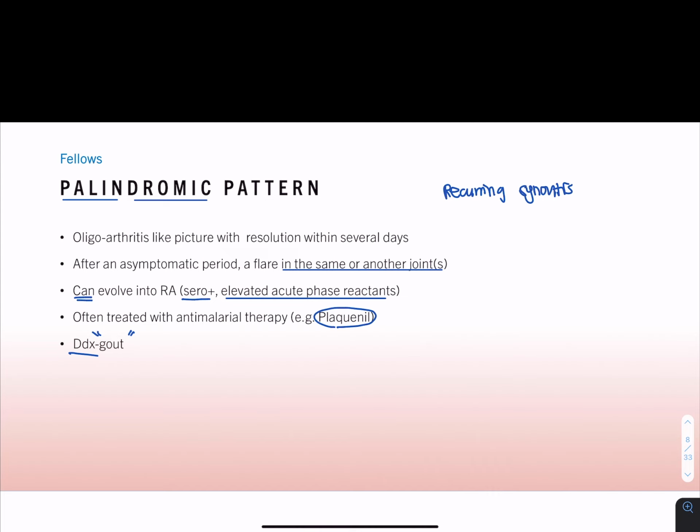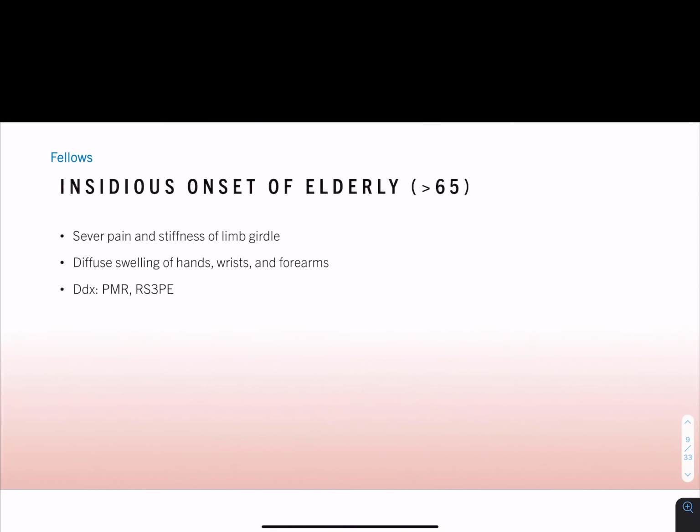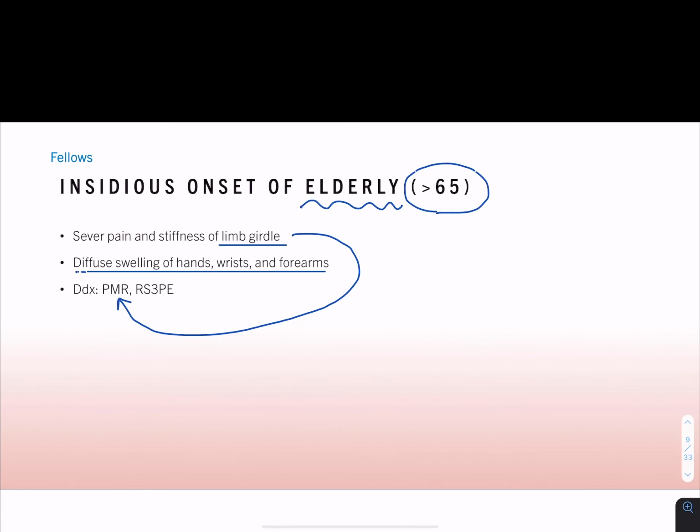There is also something called an insidious onset of elderly pattern, which occurs in elderly patients. Pain here is most significant in the limb girdle, and they will also complain of stiffness in those areas. That almost sounds like PMR, doesn't it? So that is the differential you will consider. And because this onset can present with diffuse swelling of the hands, wrists, or forearms, another differential on the list will be RS3PE, or remitting seronegative symmetrical synovitis with pitting edema.